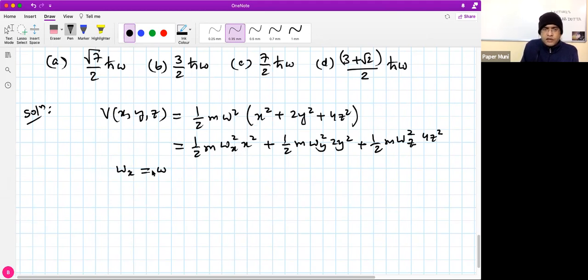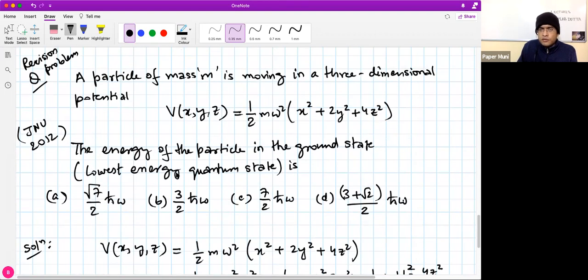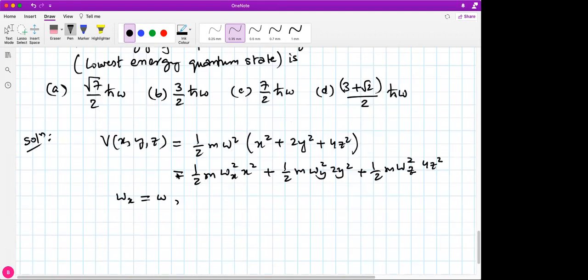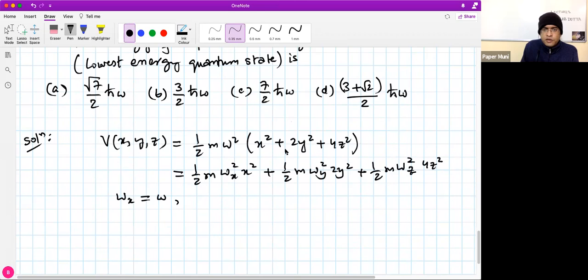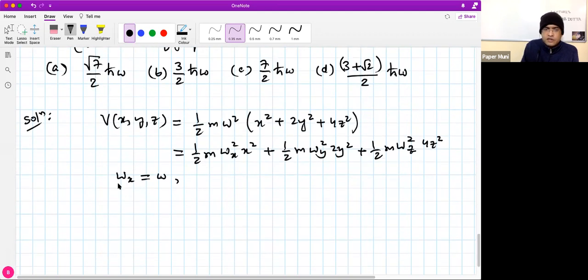So this omega x is what? Omega. Okay, now tell me whether this is an isotropic oscillator or an anisotropic oscillator. Anisotropic, right? Because the omegas are different here. If you see the terms, if it would have been an isotropic oscillator, then the coefficients here would have been all equal. If it was a 2 here, it will be a 2 here, it will be a 2 here as well. But it's not, it's different in each case.